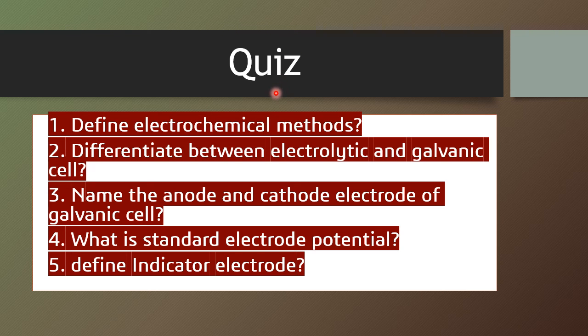Now let's have a quiz. This is the quiz for your self-assessment. You have to attempt the quiz in the comment section. Question number 1, define electrochemical method. Question number 2, differentiate between electrolytic and galvanic cell. Number 3, name the anode and cathode electrode of galvanic cell or voltaic cell. Number 4, what is standard electrode potential? Number 5, define indicator electrode.